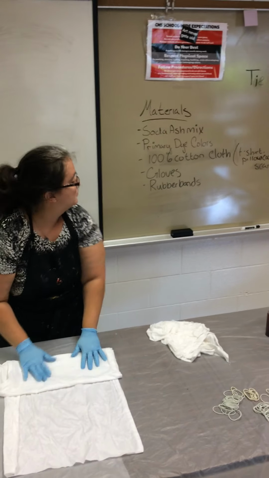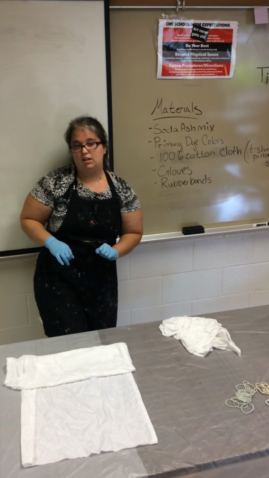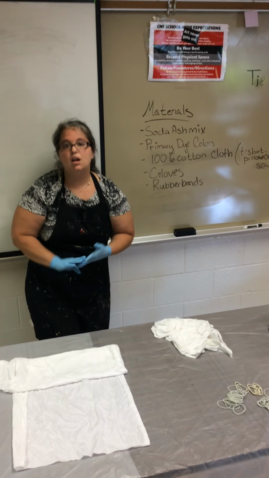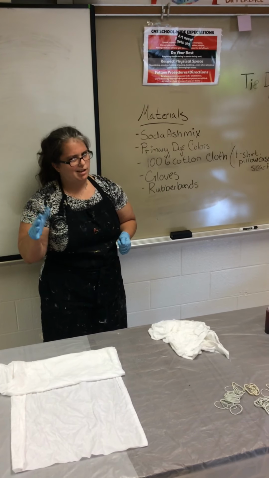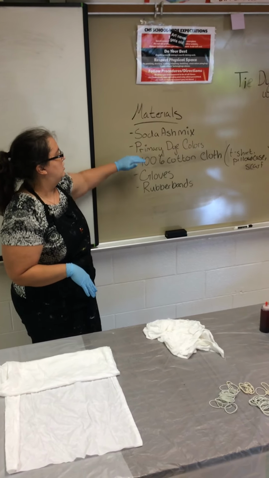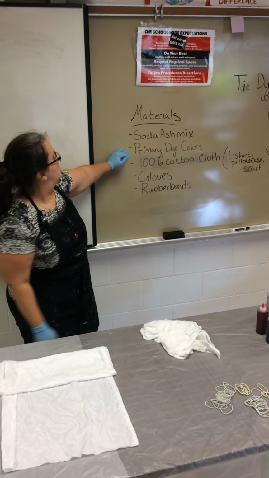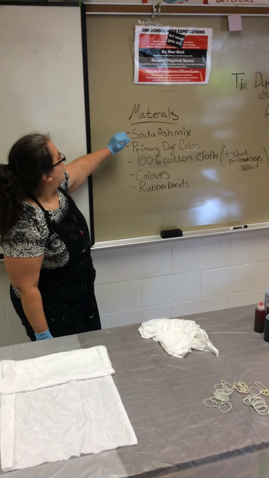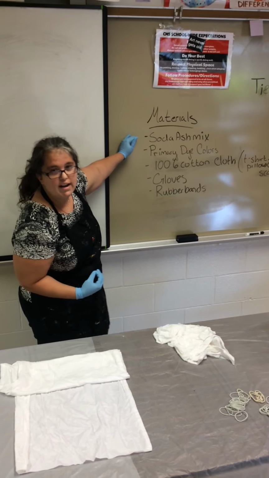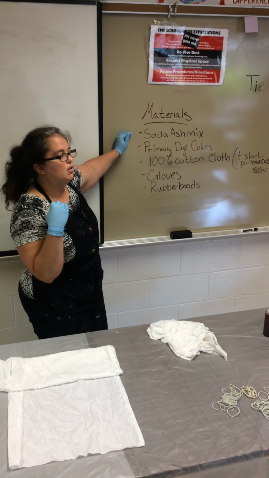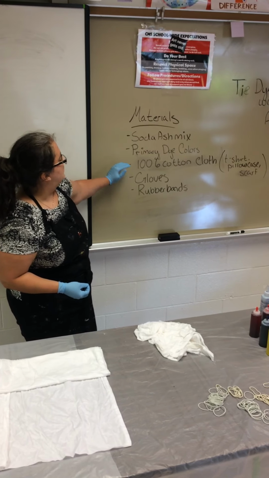Forgot the materials. So when you are at home doing this, you're definitely going to need materials. You can buy kits at the store. They're relatively cheap. You can actually get kits at Walmart that are about a couple bucks. So you're going to need at least your primary dye colors. If you have your primary colors, you can make all the colors of the rainbow and the color wheel. You're going to need soda ash mix, which is going to make your colors bright. It's going to make them come out long lasting. They can withstand washes.